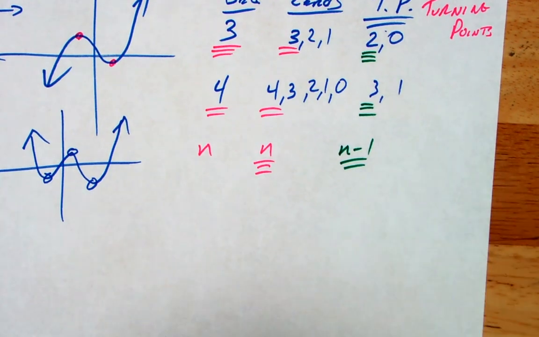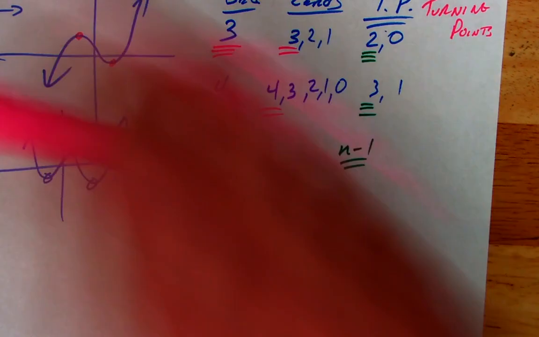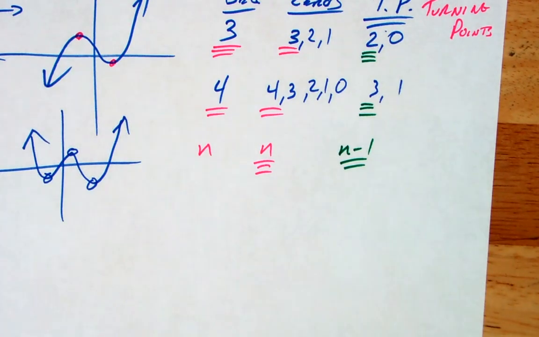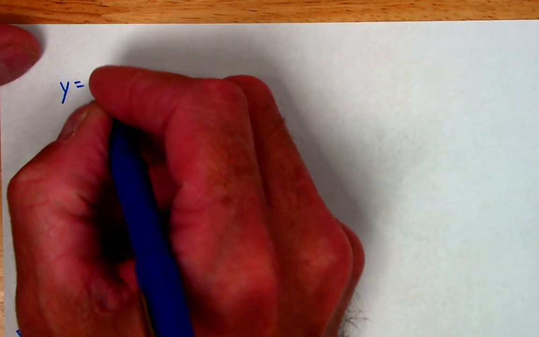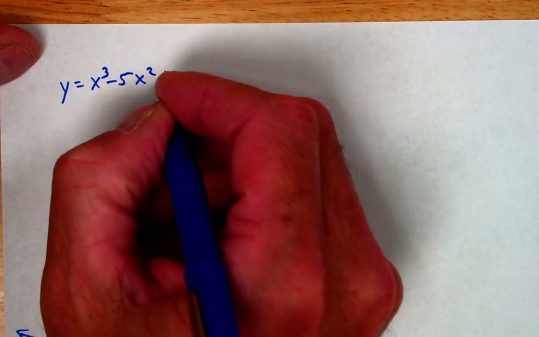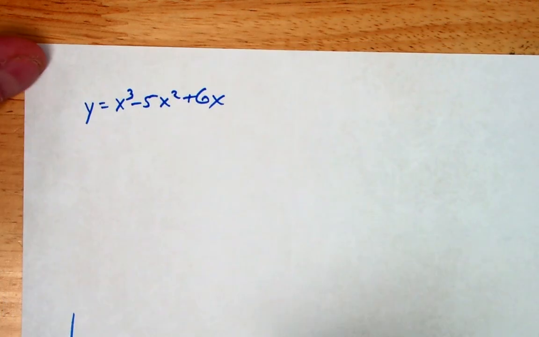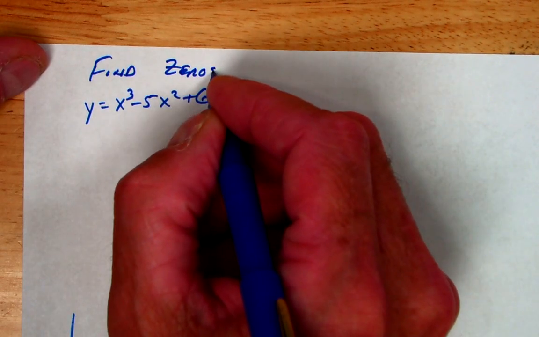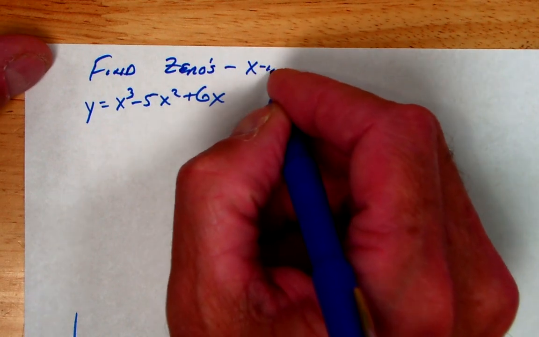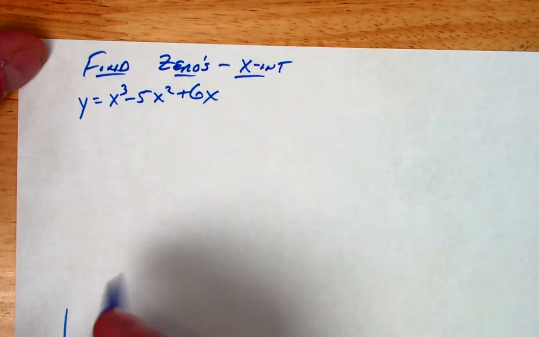Okay, so now let's take a look at these. Where are my notes? I do remember this. Good. I think it's kind of a cool thing once we get going. So how about we just do some algebra? I love algebra. y equals x to the third minus 5x squared plus 6x. Our goal: find the zeros or the x-intercepts. They're the same thing. Or the roots, same thing.